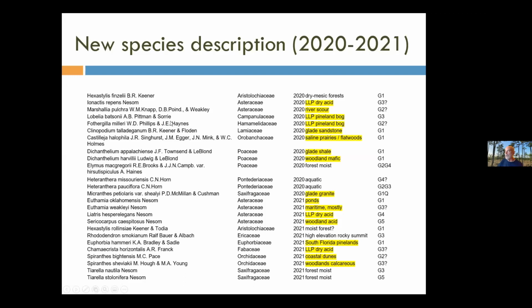So just in the last 2 years, I think there have been 4 species already named in 2022 in the Southeastern United States. But in the calendar years of 2020 and 2021, all of these new species were named in the Southeastern United States. And as I said, there are some obscure grasses and genera like Dichanthelium and so forth, but there's Tiarellas and rhododendrons and Liatrises and Fothergillas and so forth. You can see the habitats and the approximate G ranks for these species, many of them rare and imperiled.